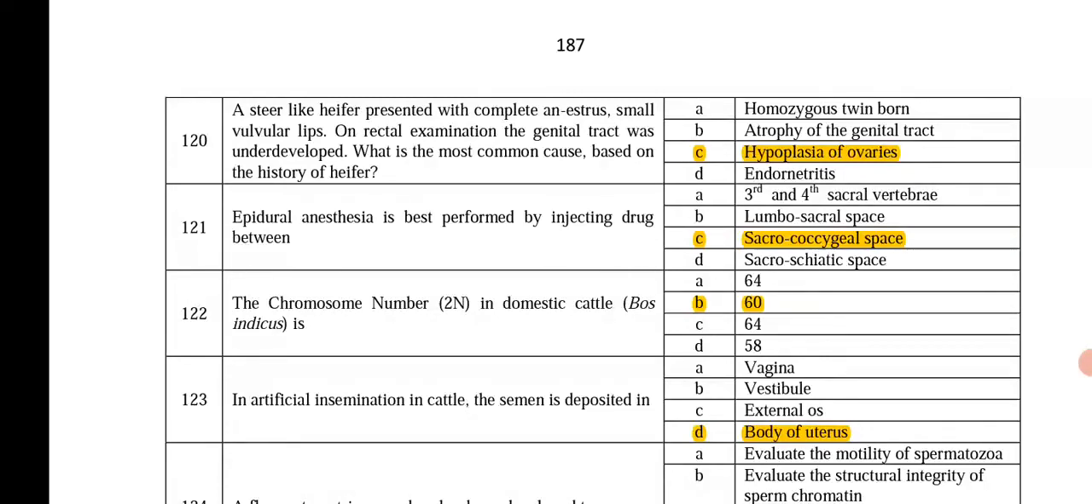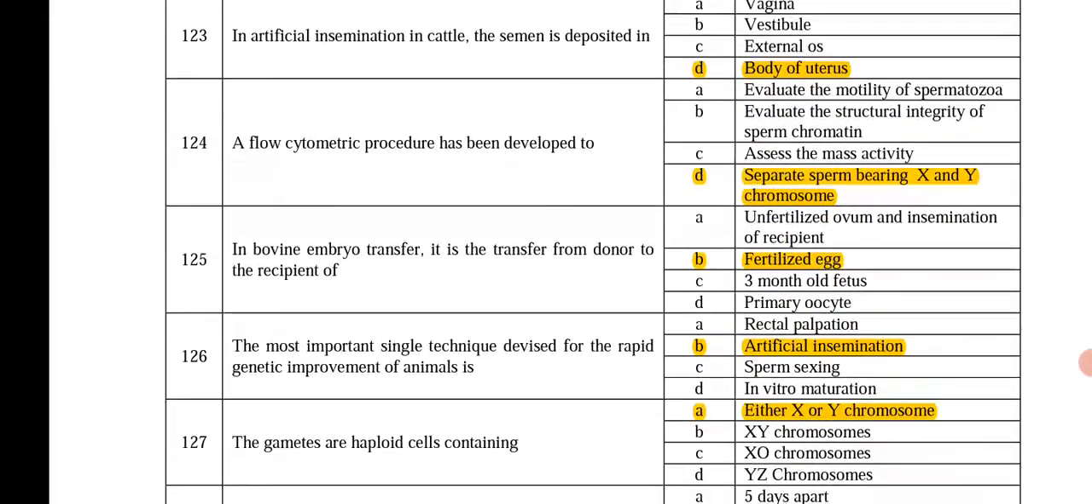The chromosome number of domestic cattle, Bos indicus, is 60. In artificial insemination in cattle, semen is deposited in the body of the uterus. The flow cytometric procedure has been developed to separate sperm bearing X and Y chromosome. In bovine embryo transfer, fertilized eggs are transferred from donor to the recipient. The most important single technique devised for the rapid genetic improvement of animals is artificial insemination.